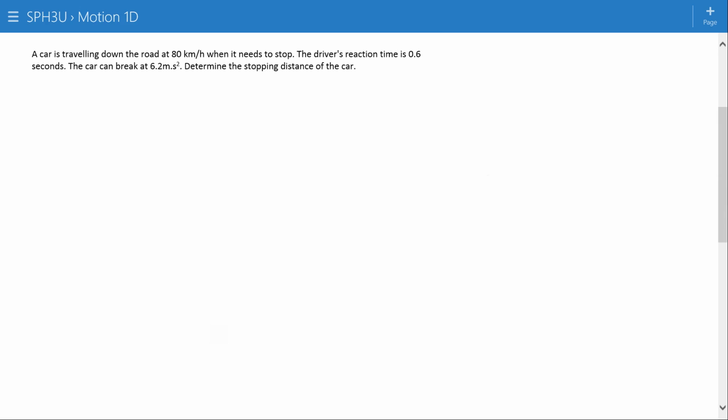A car is traveling down the road at 80 kilometers an hour when it needs to stop. The driver has a reaction time of 0.6 seconds. The car can brake at 6.2 meters, that should be meters per second squared. There we go. Determine the stopping distance of the car.